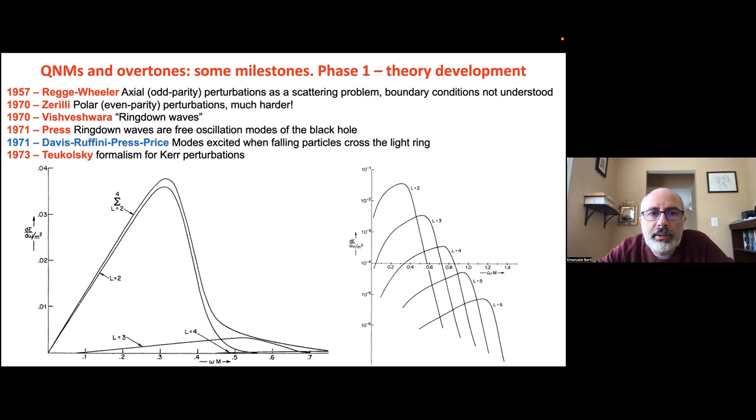They were shown to be excited by Davis, Ruffini, Press and Price in some very simple, but astrophysically plausible processes, like the radial infall of a point particle. What you see here is the prompt response, then the peak of the radiation, which happens pretty much at the fundamental quasi-normal mode of the black hole with l equal 2, and then you see an exponential decay after that.